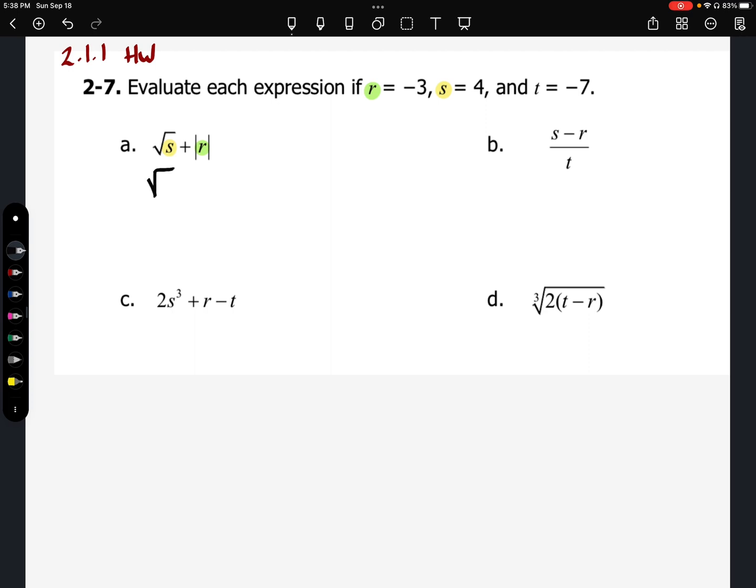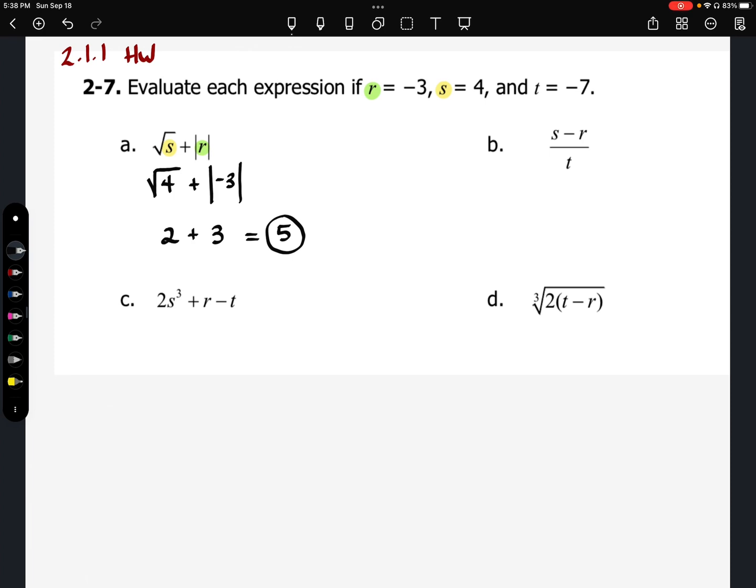So instead of the square root of s, we're going to say the square root of 4 plus the absolute value of r, and if r is -3, we'll put that in. Now we'll simplify it down. The square root of 4, what times itself gives you 4? That would be 2. And then plus the absolute value of -3, which is 3. So when we add the 2 plus the 3, we get 5. That would be our answer for A.